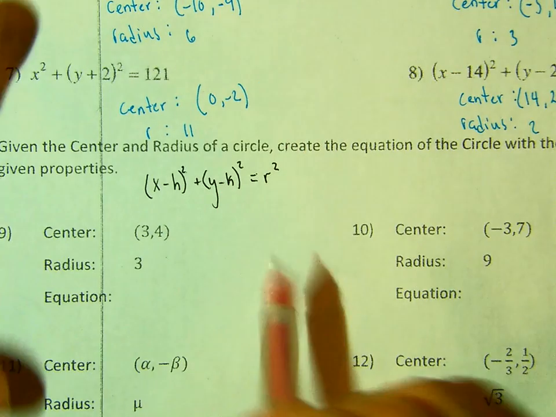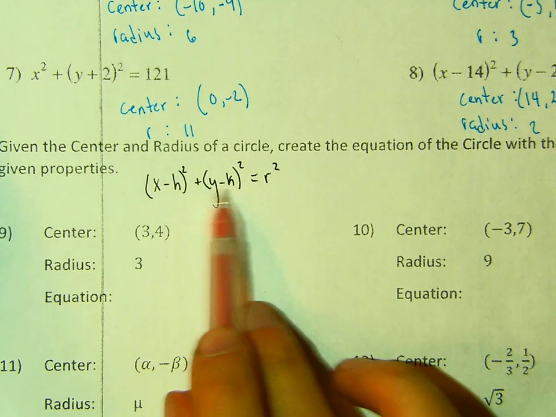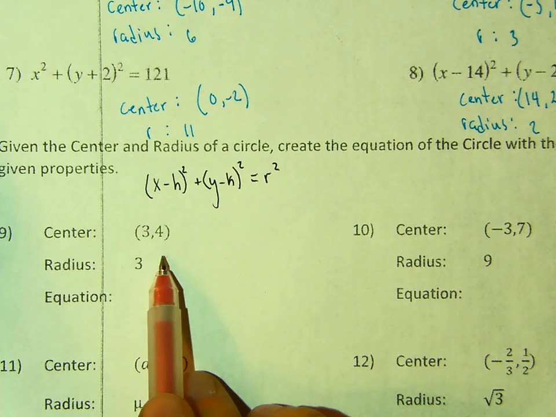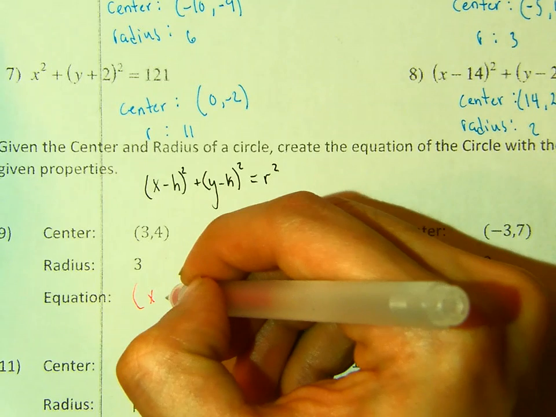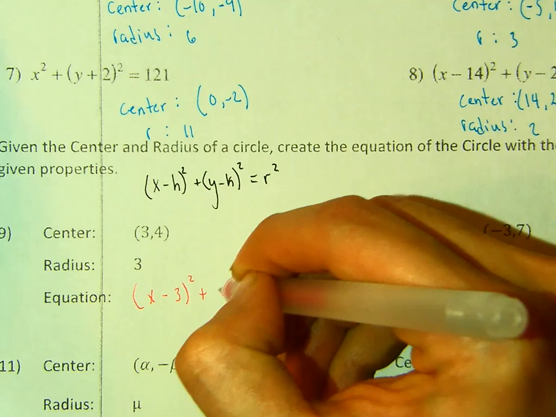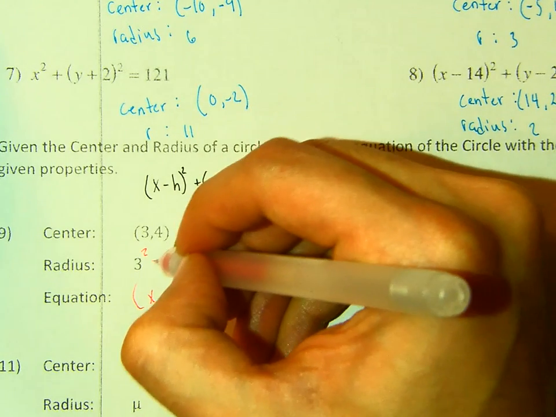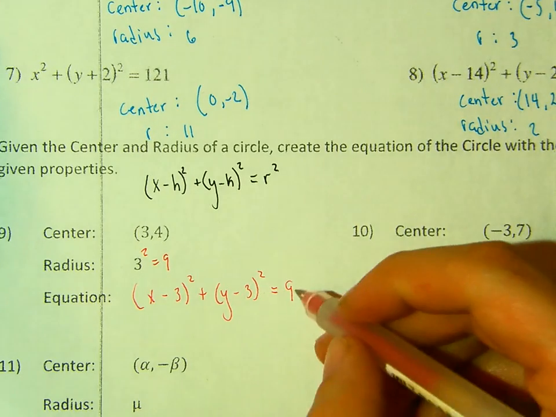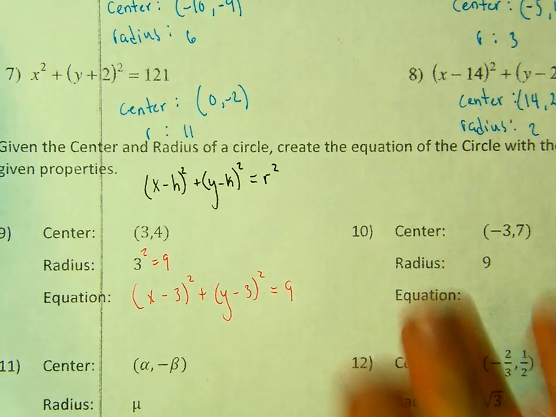So imagine if your center is 3, 4 and the radius is 3, how can you create the equation that represents these two attributes of your circle? It'll be x minus 3 squared plus y minus 3 squared equals, well, what is 3 squared? 3 squared is 9. So here it equals 9. Okay? Don't write 3 squared. Write 9.